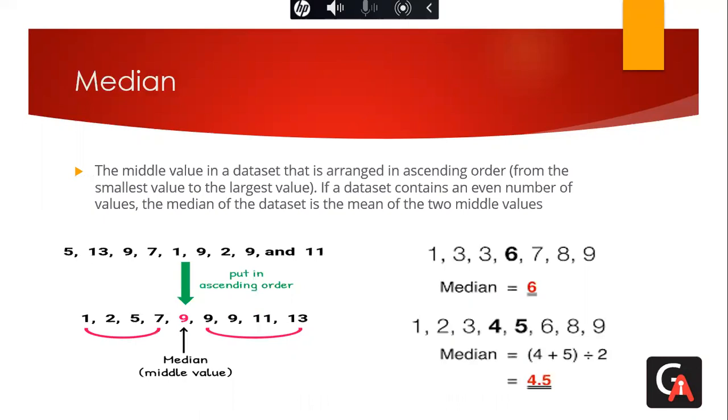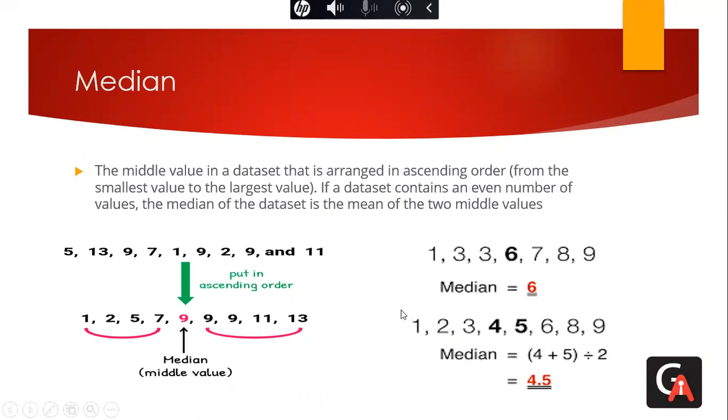So median is nothing, it's just going to be a central number. Whenever we get some data set, we are going to sort that data set in ascending order or descending order. Then we are going to pick the central number, and that will be the median. So in case of odd numbers, we are just going to sort it first and pick the middle number. So in this case, the middle number is 6.